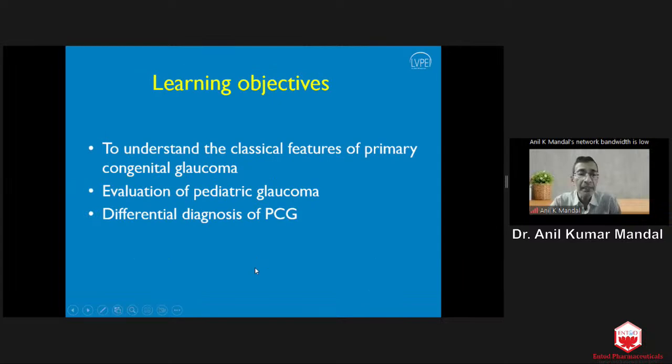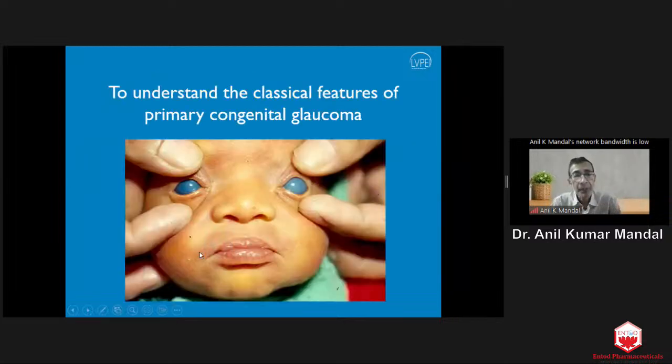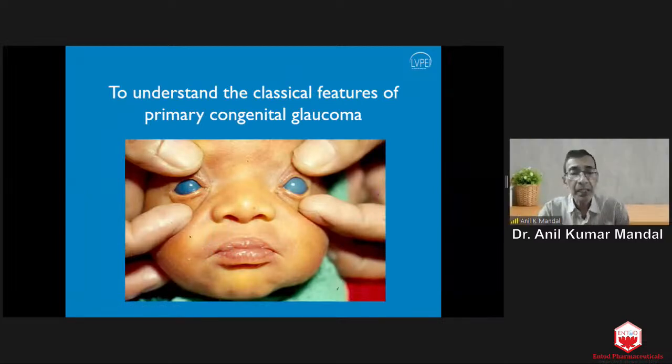The learning objectives of part one are to understand the classic features of primary congenital glaucoma, signs and symptoms, evaluation of pediatric glaucoma, and the differential diagnosis of primary congenital glaucoma. You see the picture here. The classic picture is related to enlargement of the cornea, that is megalocornea, corneal clouding. Here it is bluish appearance. It may be white also, associated with classic symptoms of photophobia, blepharospasm, and tearing. This is the classic presentation, and you can see this is the classic picture.